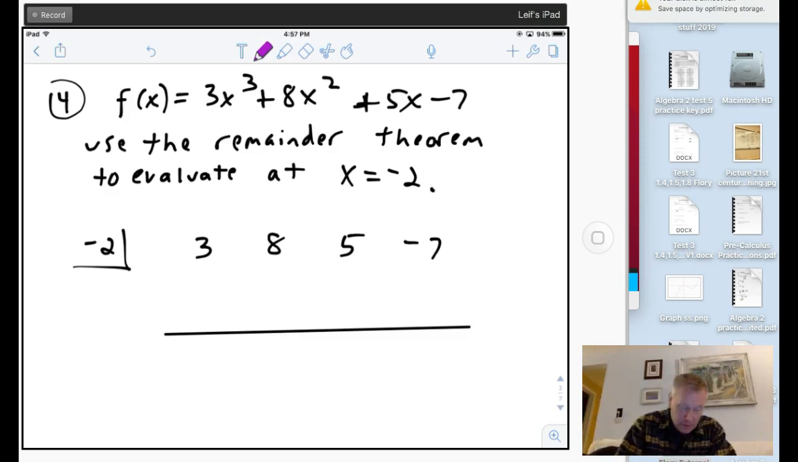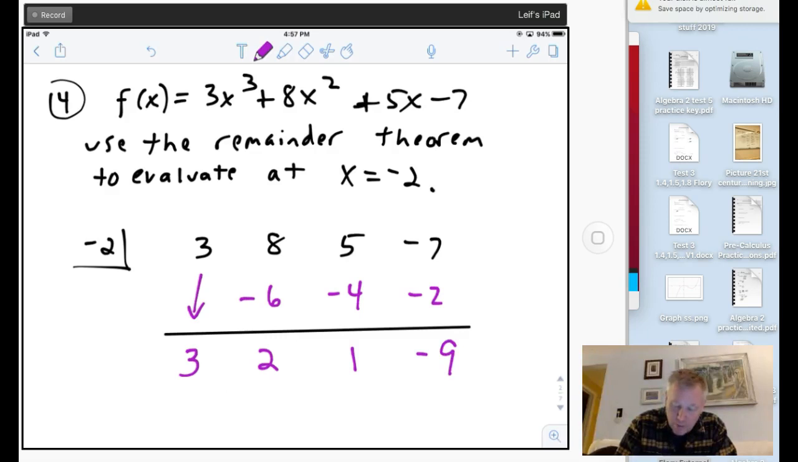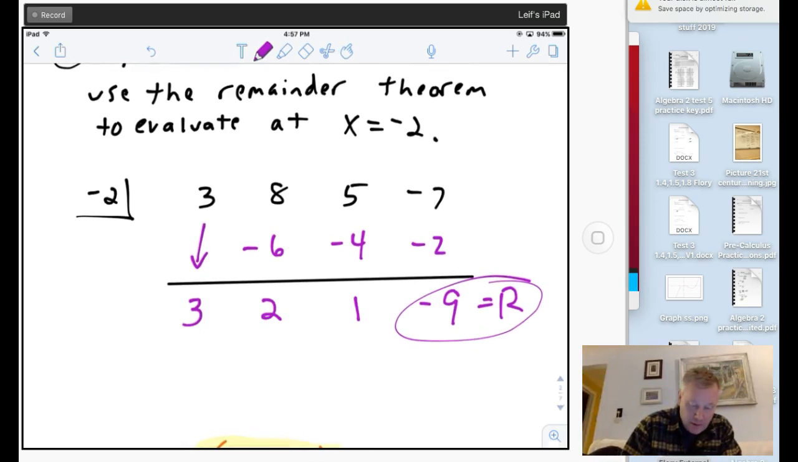Okay, so I'm going to bring down the 3, and that's how we start, just like we did before, and then multiply and add, multiply and add. So I'm going to multiply -2 times 3 is -6. Add straight down, I get 2. 2 times -2 is -4. Add straight down, I get 1. Multiply again, -2 times 1 is -2. And then add straight down, and I get -9. Okay, so my remainder is -9, which means that if I'm writing this as f of -2 equals -9. Now, what does that mean?